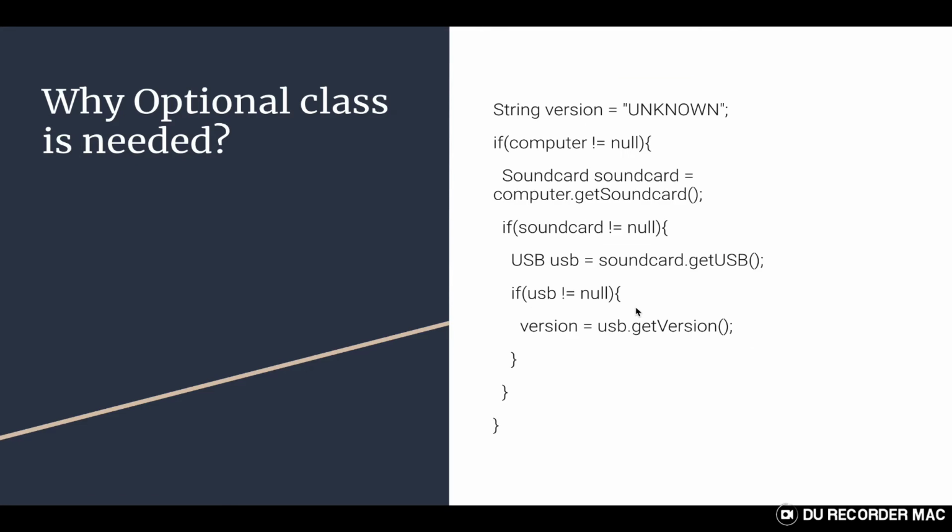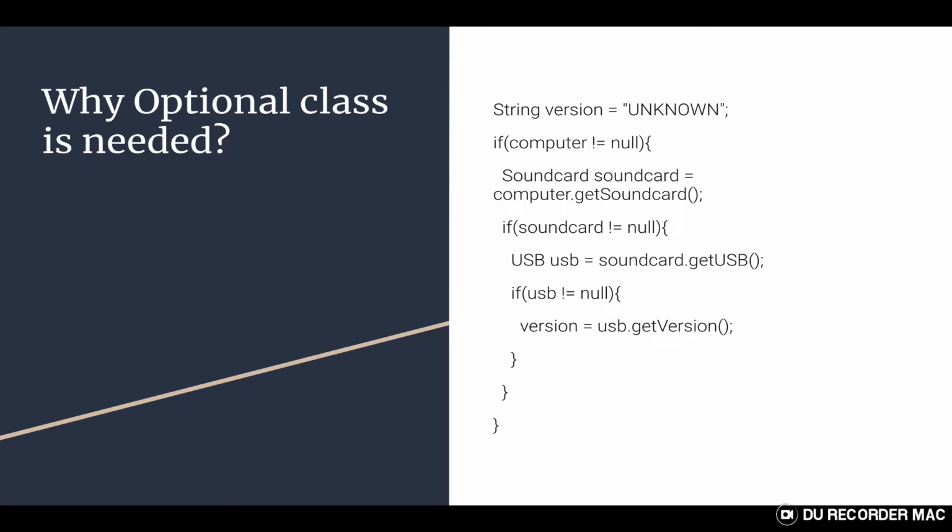Okay, so prior to Java 8, what we had to do was put null checks before invoking a method on a particular object, so that we don't get any null pointer exception. In this case we first check the computer object whether it is null or not. Then we check whether the sound card object returned from the get sound card method is null or not. And lastly we check the USB object as well, whether it is null or not. And then we call the get version method on that object to get the version of the USB. So this is how it was done prior to Java 8.